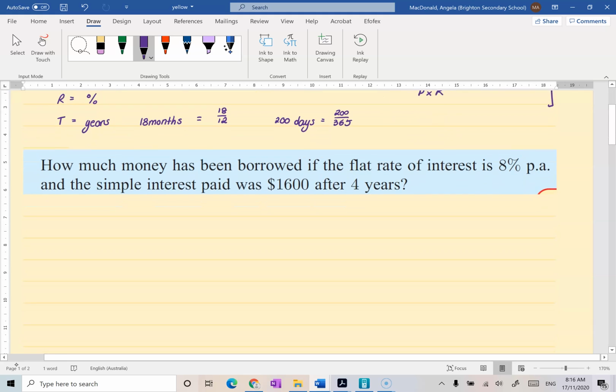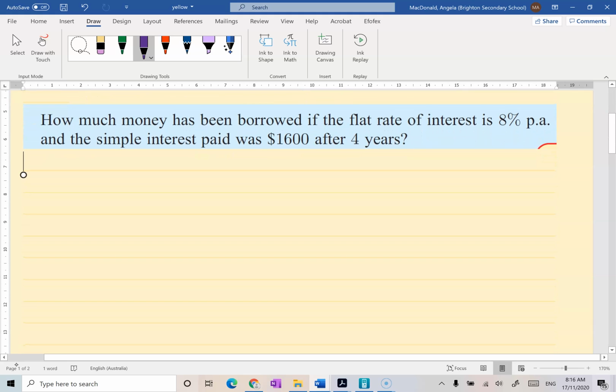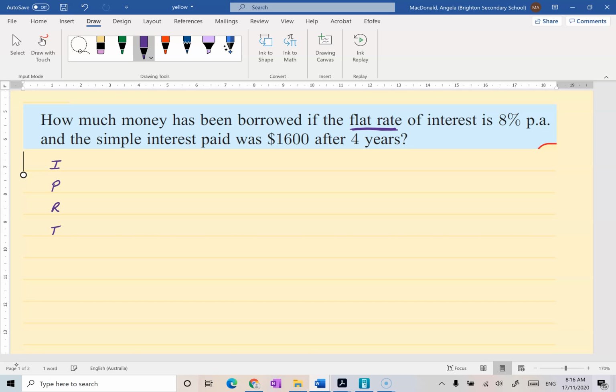Now, when you are faced with a question about how much money has been borrowed, if the flat rate, so again, the key word here is flat rate, that's telling you to go simple interest formula, not compound. Flat rate or simple interest, write your information here. So we're going to write I, P, R, T. Make sure that you're showing what information you have so that you can then pop that into the formula. Just in case you get something wrong, I will be able to see what you're thinking and you won't lose as many marks.